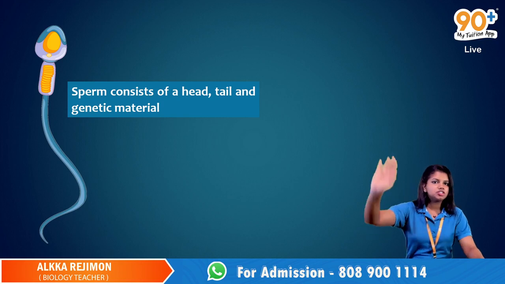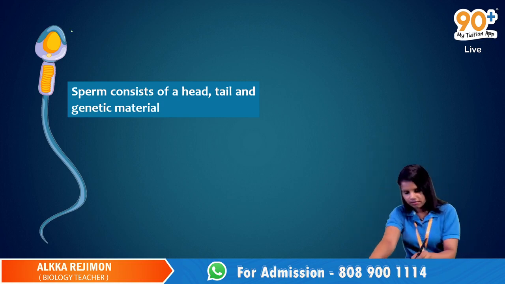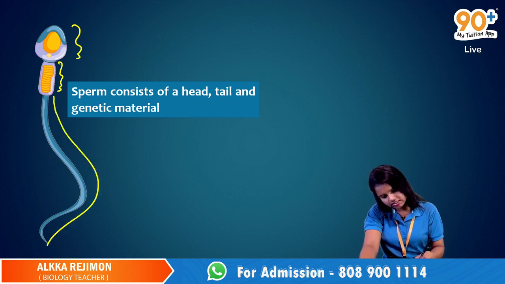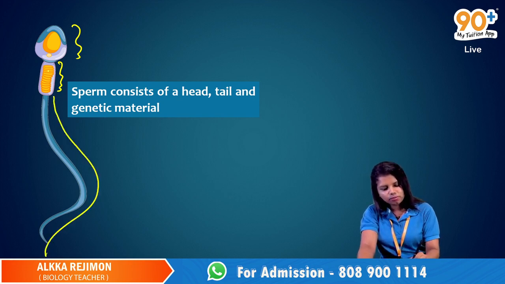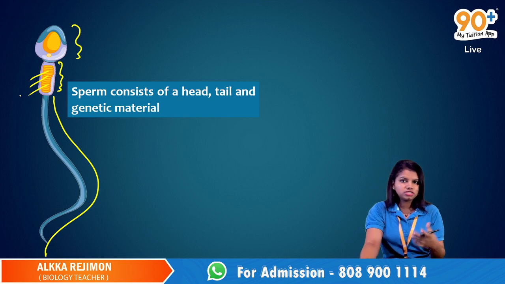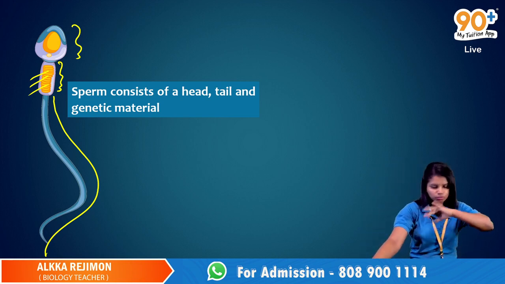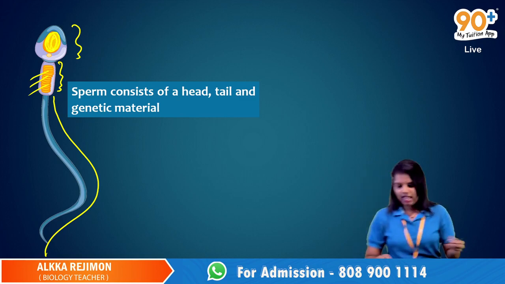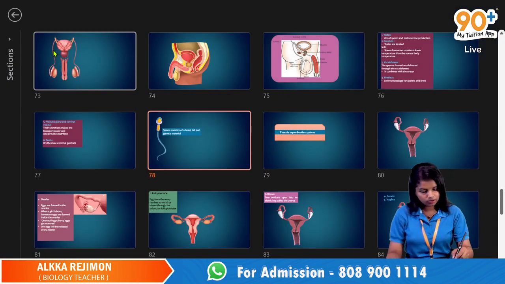And sperm consists of a head, a tail, and the genetic material. This is the head portion. This is the collar portion, and finally the tail portion. And inside the collar portion you can see the mitochondria is present, which is giving energy to the sperm to move. And in the head portion you have the nucleus. And that's pretty much about the sperm.